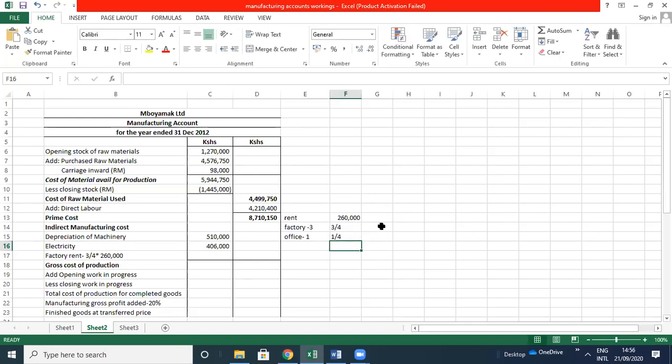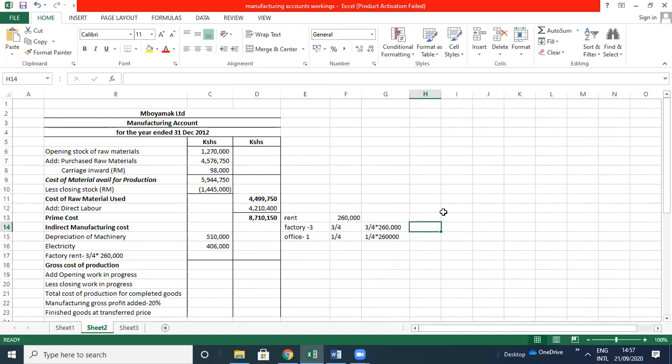So for the factory, 3/4 multiplied by 260,000. Need to put that into perspective. And this other one for the office, it will be 1/4 multiplied by 260,000. What do we get, good people? The one for the factory is 195,000. And the other one is 65.